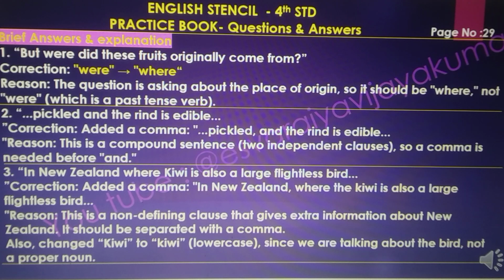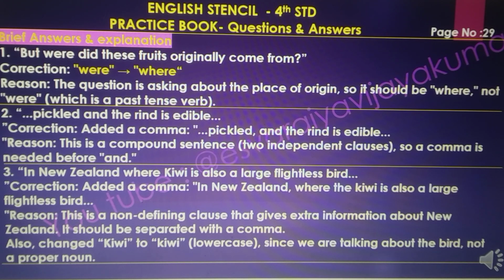The brief answers and the explanations of these questions. But where did these fruits originally come from? The correction is "where" instead of "were". The reason: the question is asking about the place of origin, so it should be "where", not "were", which is a past tense verb. The second question: pickled and the rind is edible. The correction: add a comma. The reason: this is a compound sentence with two independent clauses, so a comma is needed before "and".